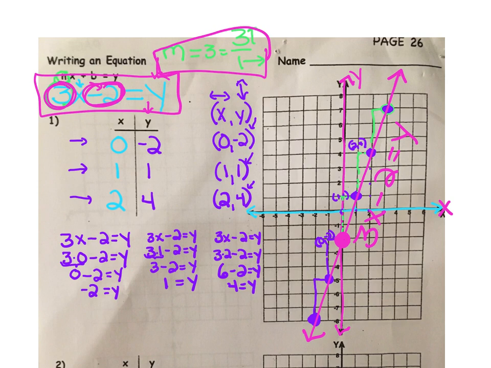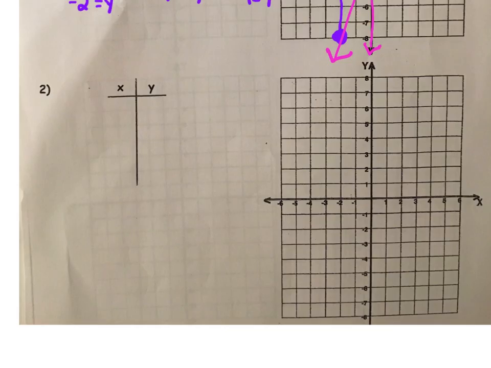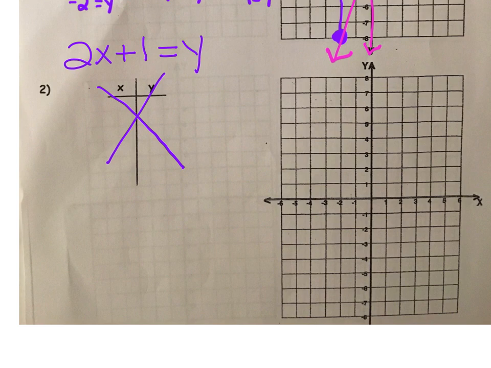When you're ready, if you need to pause the video, do so. But when you're ready, let's move on to the second graph. On this lower coordinate plane for number 2, we're going to graph 2 times every x, or our input values, plus 1 equals y. But we're going to eliminate the work of the table.